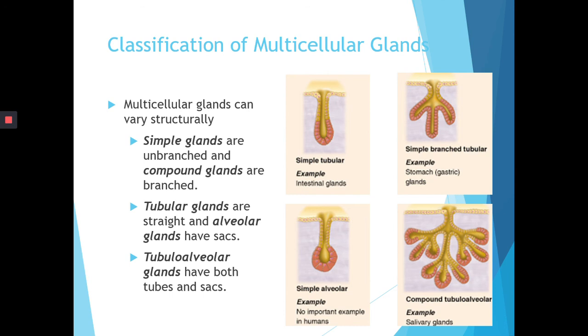Some examples: intestinal glands are an example of a simple tubular gland. We also have gastric glands inside our stomach, which release hydrochloric acid, a great example of the simple branched tubular type. The simple alveolar type doesn't have an important example in humans, though it could be found in other animals. Then we have the compound tubuloalveolar, and a great example of those is our salivary glands. These are examples of things you might see throughout the body, and there can be a lot of differences in the way glands are designed, the way they behave, and where they are located.